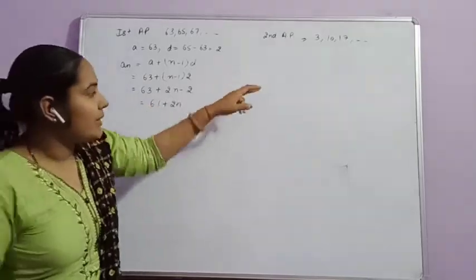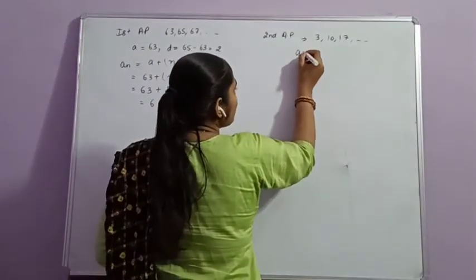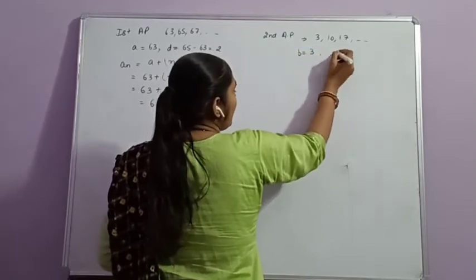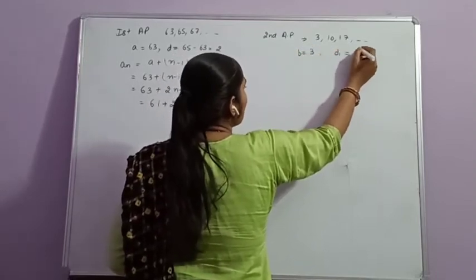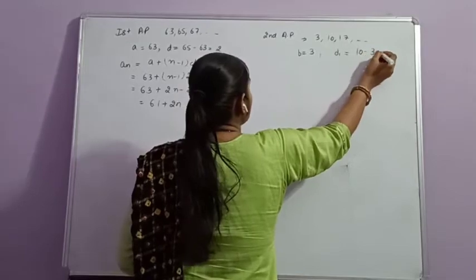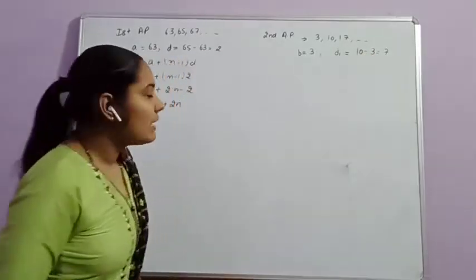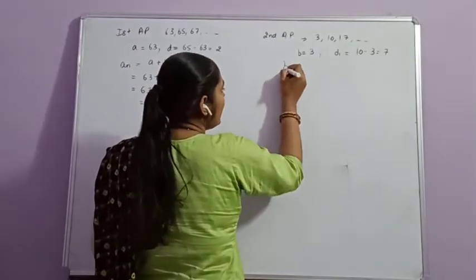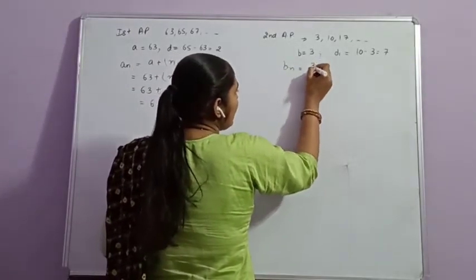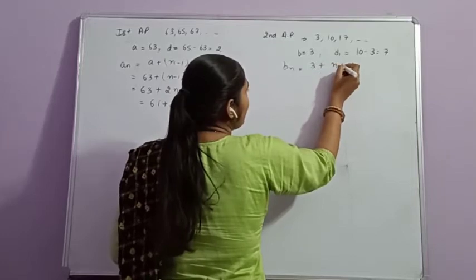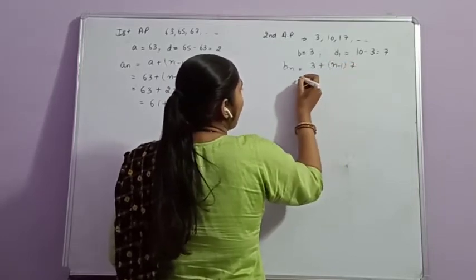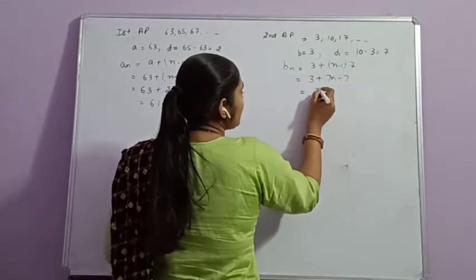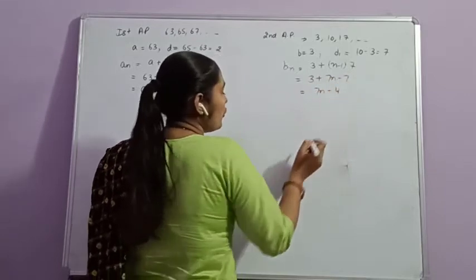Similarly, in the second AP, the first term is 3. We can take it as B. And its common difference D1 is equal to 10 minus 3, that is equal to 7. Similarly, we can find out its nth term. Its nth term will be B plus n minus 1 into D, and D is 7. 3 plus 7n minus 7, that is equal to 7n minus 4.